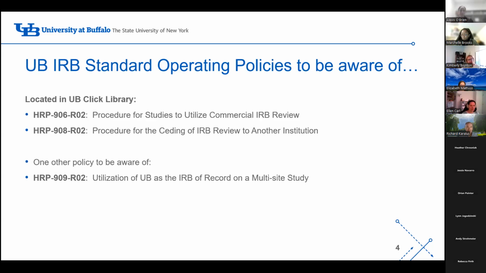A couple of the IRB policies that you really should be aware of are the HRP 906 and the HRP 908. Both of those are with regard to utilizing external IRBs. One is the commercial aspect of it, and the other is when you are ceding to another institution. The other one that we want you to be aware of, and we're not going to speak to it in this session, is HRP 909, which is when you have a multi-center study and our IRB is going to be the IRB of record.